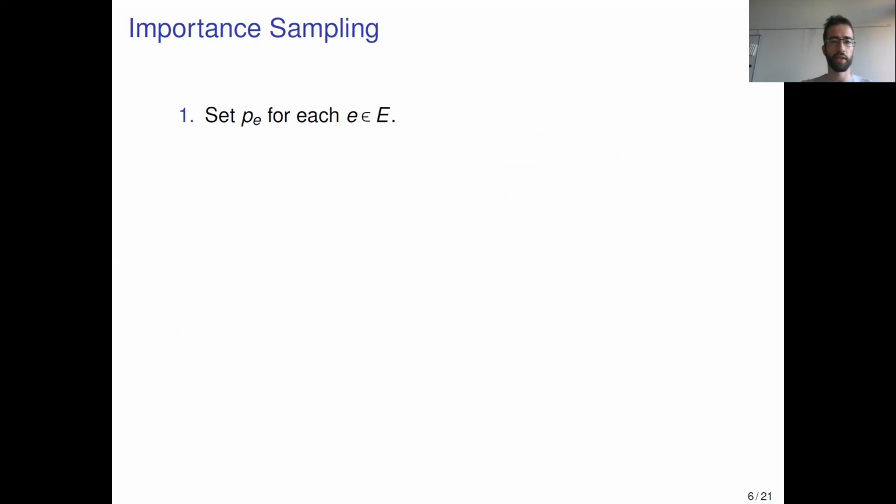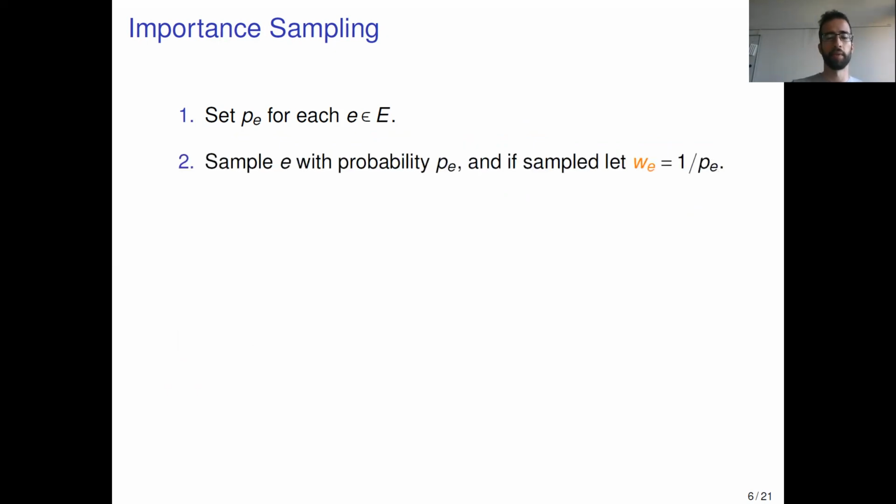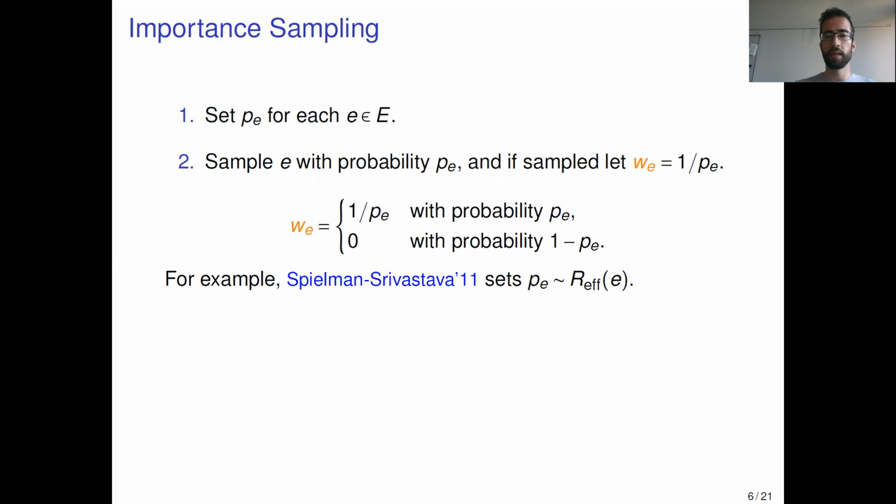So importance sampling just means that for each edge or hyperedge of the input graph or hypergraph, we set some probability, p_e, and then we independently sample with this probability. And for each edge or hyperedge that makes it through the sampling process, we upweight it by something that is inversely proportional to its probability of being sampled, which effectively means that the sparsifier will be an unbiased estimator for the original graph.